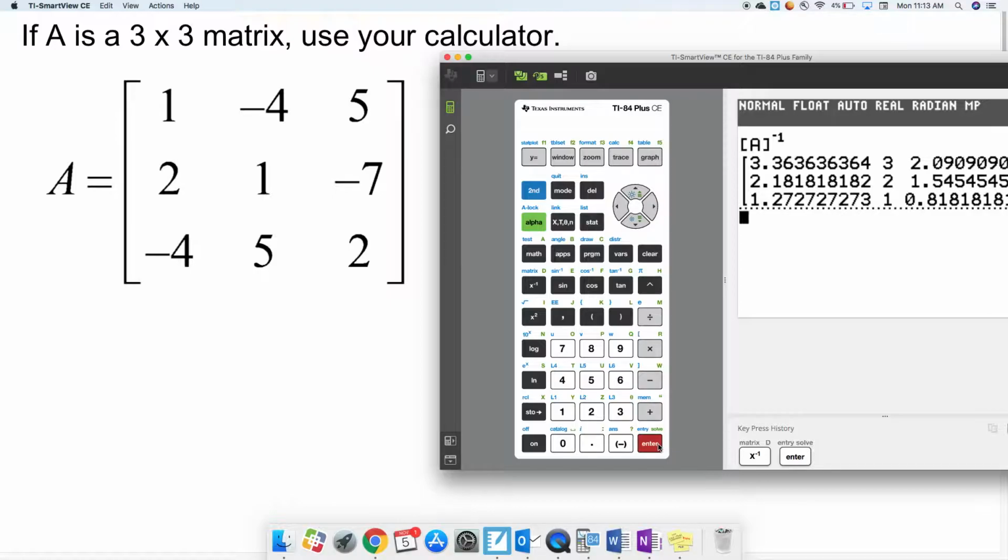I think on yours, Jayla, you're going to have to just raise it to a negative 1. Because like you type yours in, right, Jayla?